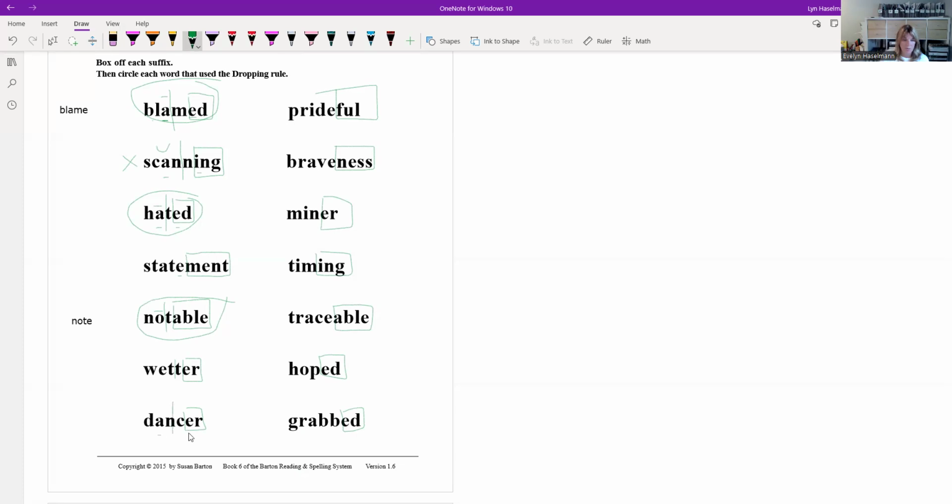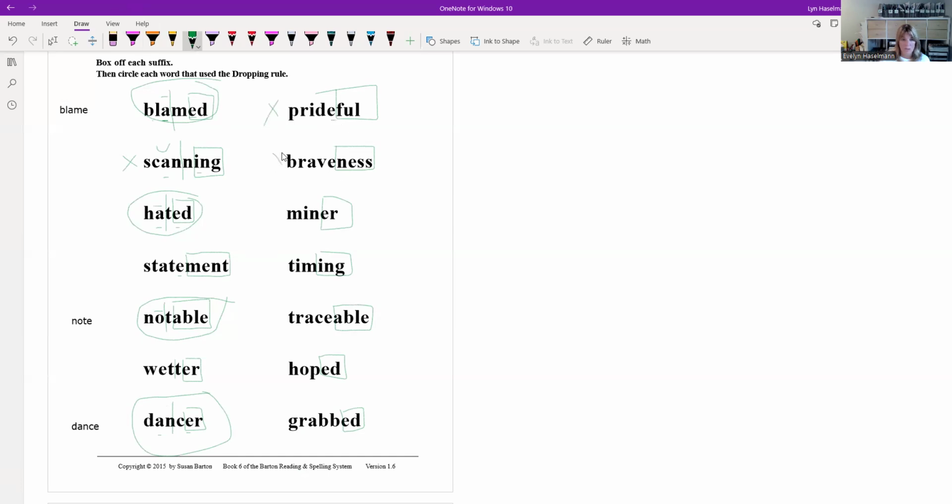Dancer, let's check that one. Dancer, we've got our vowel here, we've got our vowel here. We're going to split in between. Base word was dance. Even though there's an ER on there, the suffix is ER, so this actually does have a silent E on it. You're dropping your silent E and adding an ER. We like to keep that consistent. So even if you're dropping an E and adding ER or ES, we still consider that a drop rule.